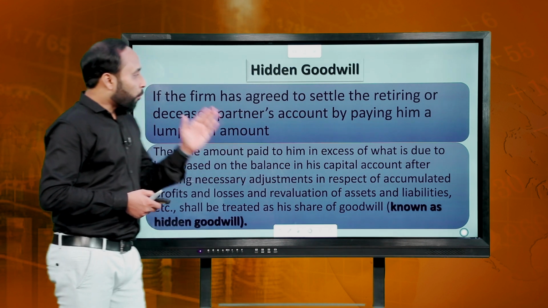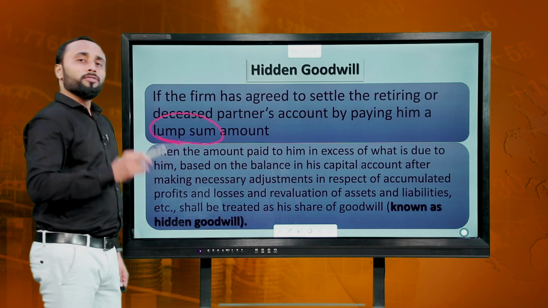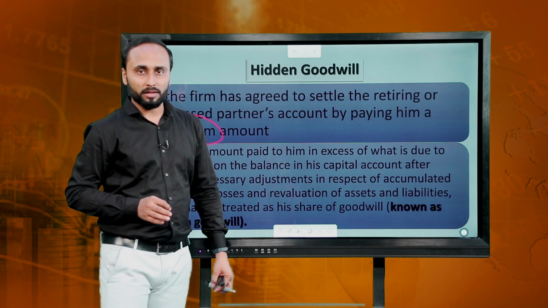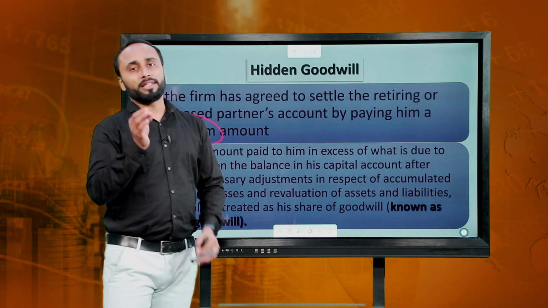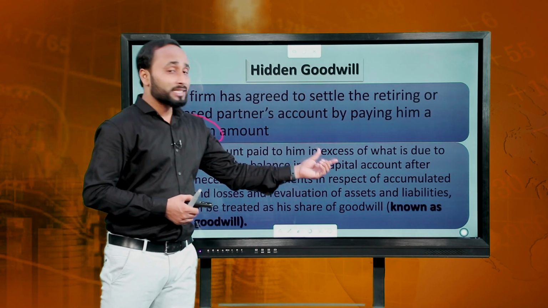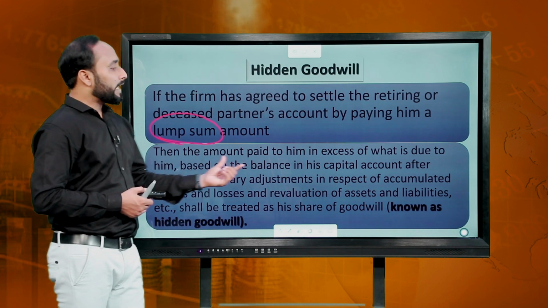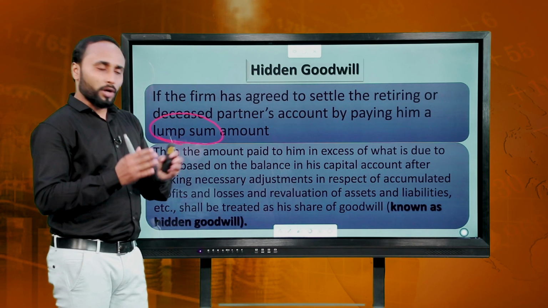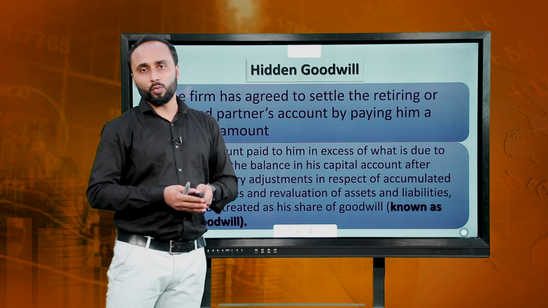In case of retirement, when the payment to the retiring partner is made in a lump sum amount, what you have to do is compare this amount with the amount which was due to be paid to the retiring partner. If this amount is more than what was due to the retiring partner, that means that the excess is goodwill. Let's see what is written here. The amount paid to the retiring partner in excess of what is due to him based on the balance of his capital account after all the adjustments is actually nothing but the hidden goodwill. So you just have to compare what we are paying to the retiring partner and what was due to the retiring partner, and the difference will be the goodwill.